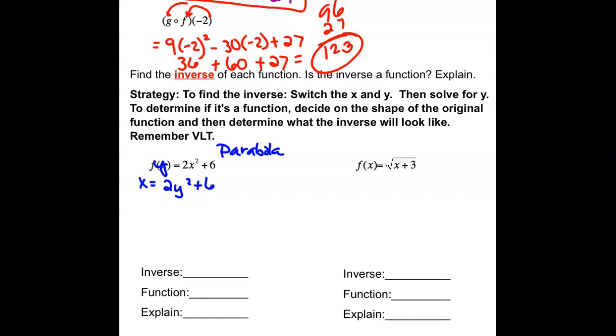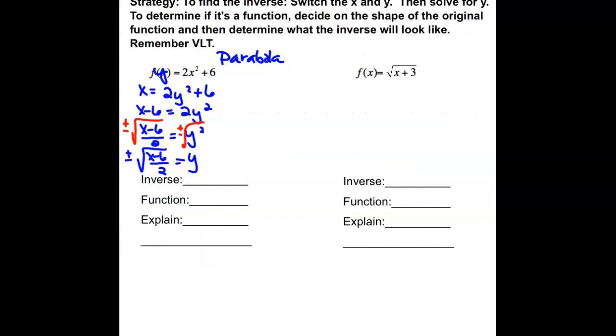To solve for y now, we have to subtract our 6 over. We then would have to divide by 2. And then we'd have to square root. And remember, whenever we square root, we get that plus minus. So we end up with y equaling plus minus the square root of x minus 6 divided by 2. Okay, so that is my inverse. Y equals plus minus the square root of x minus 6 divided by 2.